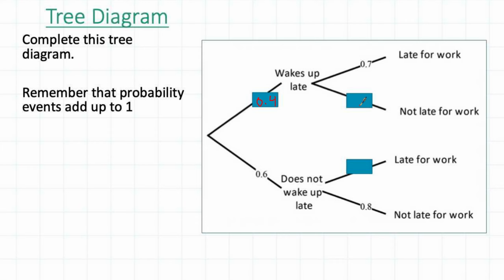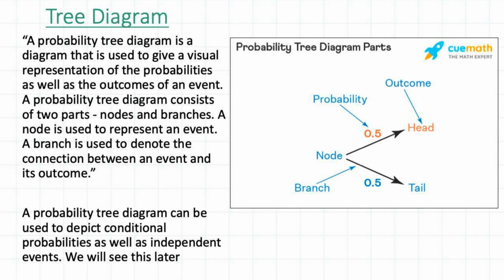Sorry, not waking up late. Then probability of being late to work 0.7, which means not late to work would be 0.3. So it's just the complement. And that's what's nice about tree diagrams. You always get these complement events in there if you're dealing with like 2 branches. So a probability tree diagram is a good visual representation. It's when you have different events happening. You don't need to memorize the names of the branches, but it's good to know what's happening.